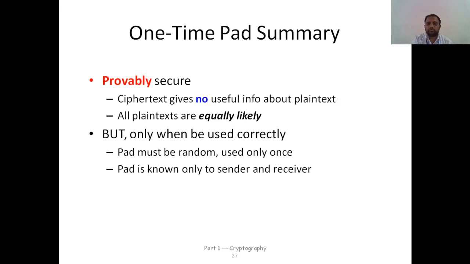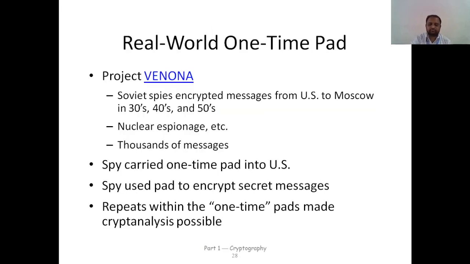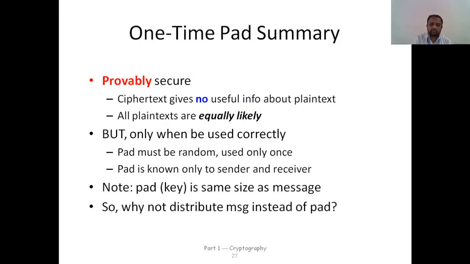The pad is known only to the sender and receiver. Note that the key is the same size as the message. I mean the key will be used both by the sender as well as the receiver with the same size. So why not distribute the message instead of the pad? That's what I said: instead of the key, the original sender as well as the receiver can distribute the messages. So this is the one-time pad.